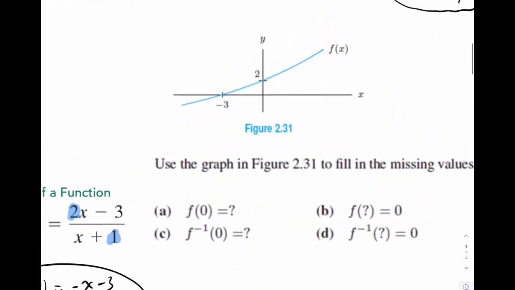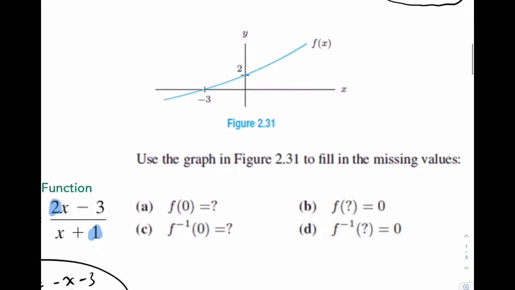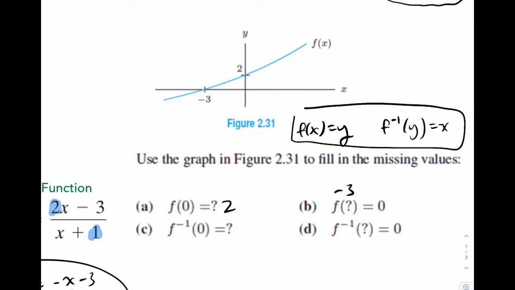A couple more examples here. So use the graph to find the missing values. So people have a hard time with this. Let's do the easy ones first. F of 0 is blank, so clearly you look right there. That's 2. Now f of something is 0, so people would just think, okay, well, that would mean y is 0, so x must be negative 3. So this is something all of us understand intuitively, that f of x equals y. Now what you want to think is f inverse of y, that must equal x. So that's what you're going to think about as you approach these next ones.